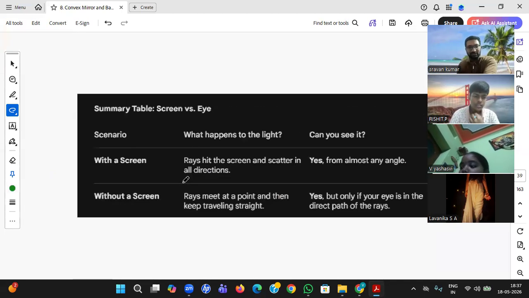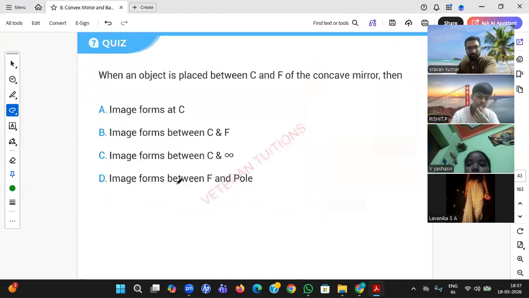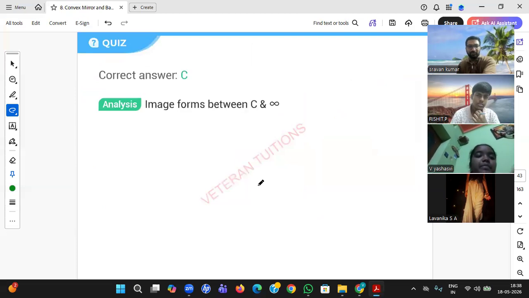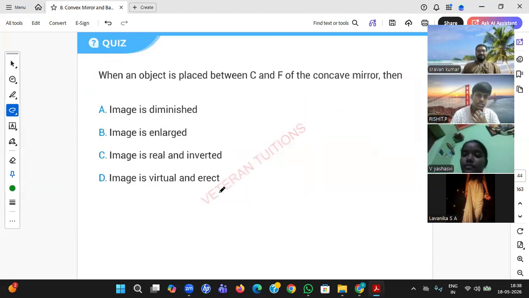Understood, Rishit? Yes, sir. I'm giving the answer, but... Sir, can I rejoin once? Region, so. Vishnu Maya, beyond C, right answer. Okay, between C and infinity or beyond C. Yes, others.